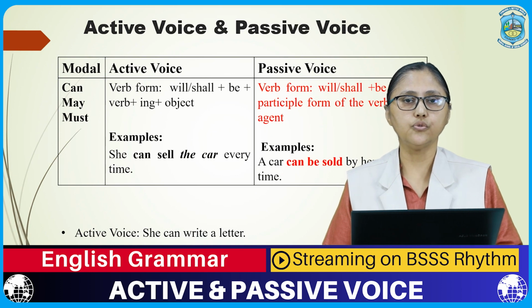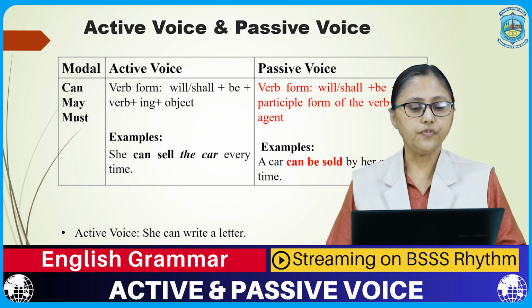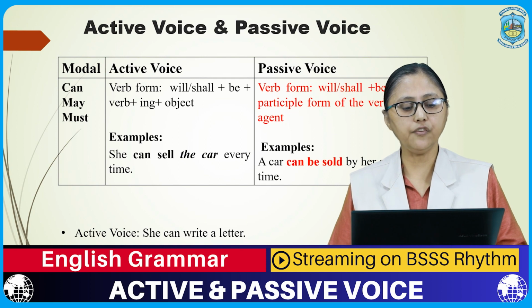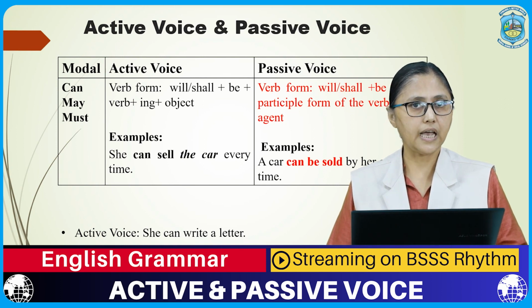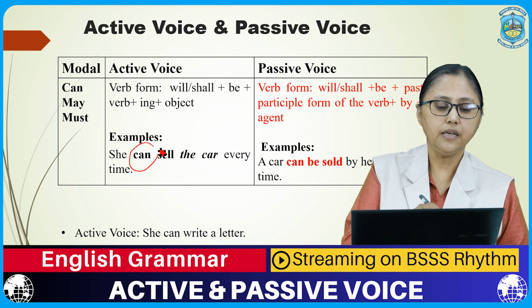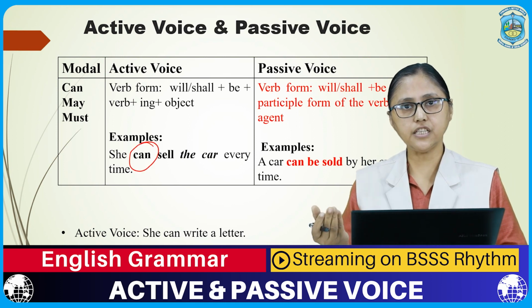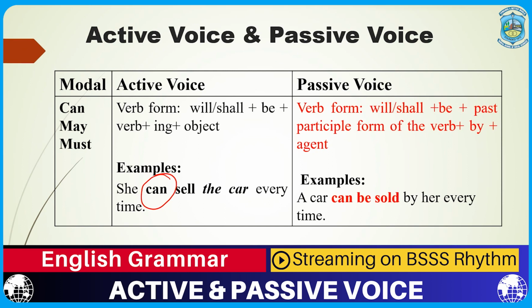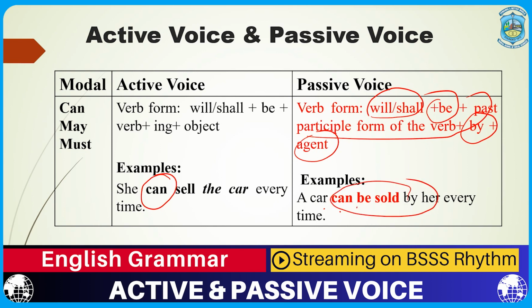Next we come to the use of modals. We have: She can sell the car every time. So, this is an active voice, but we have a modal, can, in it. So, how will we change that into a passive voice? We will apply this: will or shall or can, whatever the modal is, plus be plus past participle form of the verb plus by plus agent, and the sentence will be: A car can be sold by her every time.